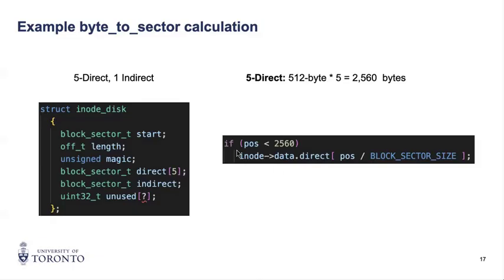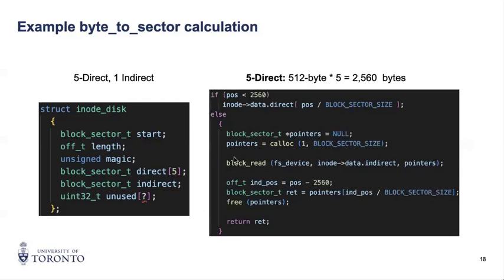I forgot a variable name here, but it shouldn't matter. This is assuming that the position we gave to byte to sector is less than 2,560 bytes, because that's all the direct blocks we have. But now what if it's greater? What if it goes to the indirection?